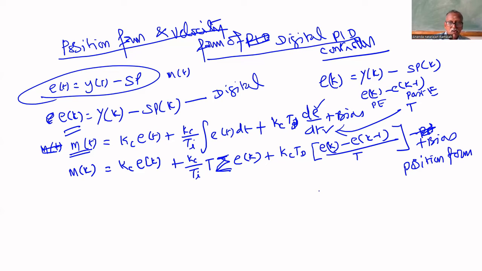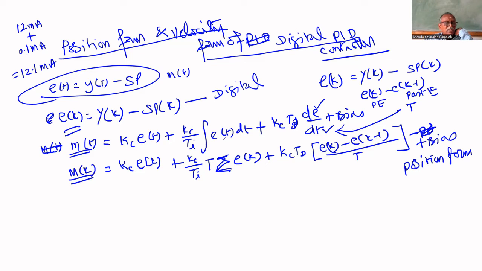This is called the total controller output. So this can be written for delta M, the change in M. Change in M means the difference between the previous controller output and the present controller output. If you know the change in controller output, we can add it to the previous controller output. Suppose the previous controller output is 12 milliamps and the present change is 0.1 milliampere. Therefore, the new controller output is 12.1 milliampere. We just add these two to get the new controller output.